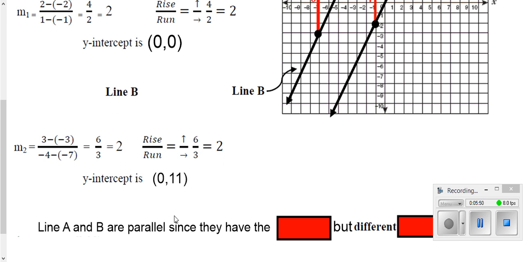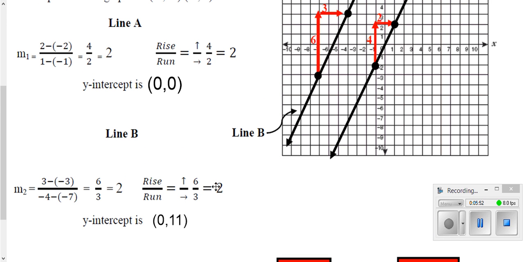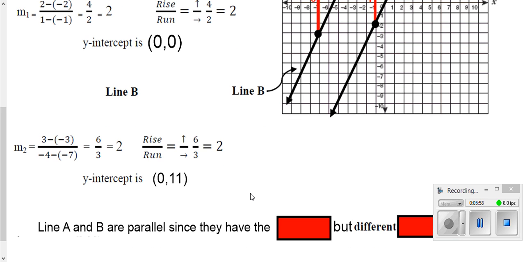So now again, both the lines had a slope of 2. I won't take the time to use StatEdit and StatCalc since this is already done for you. We'll use it again a little later, but that is the easiest way. Line A and B are parallel since they have what? The same slope, but different y-intercepts.